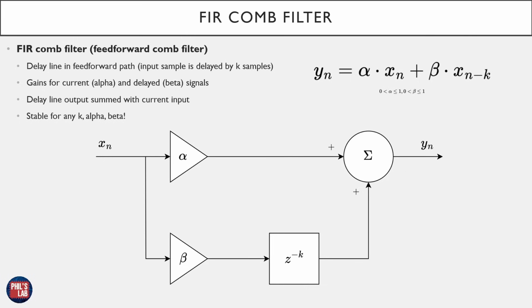The FIR comb filter is a very simple structure. The block diagram is shown here in the bottom center. We have our input sample, x of n, that's fed through a gain stage, so that's a constant multiplication, alpha, fed into a summer, and then passed to the output, y of n.